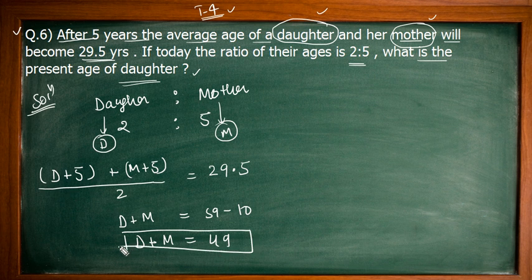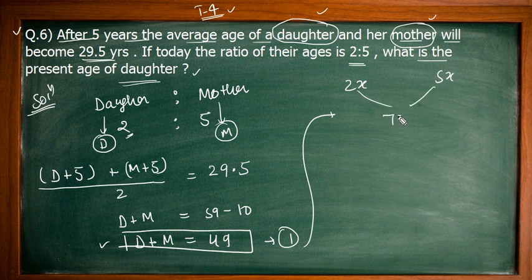Okay, you will get a relation from here. This is your equation number 1. And see, daughter and mother are in ratio 2:5. It will be 2x and it will be 5x. Add all these values, 5x plus 2x, that is 7x. Okay, so 7x will equal 49.